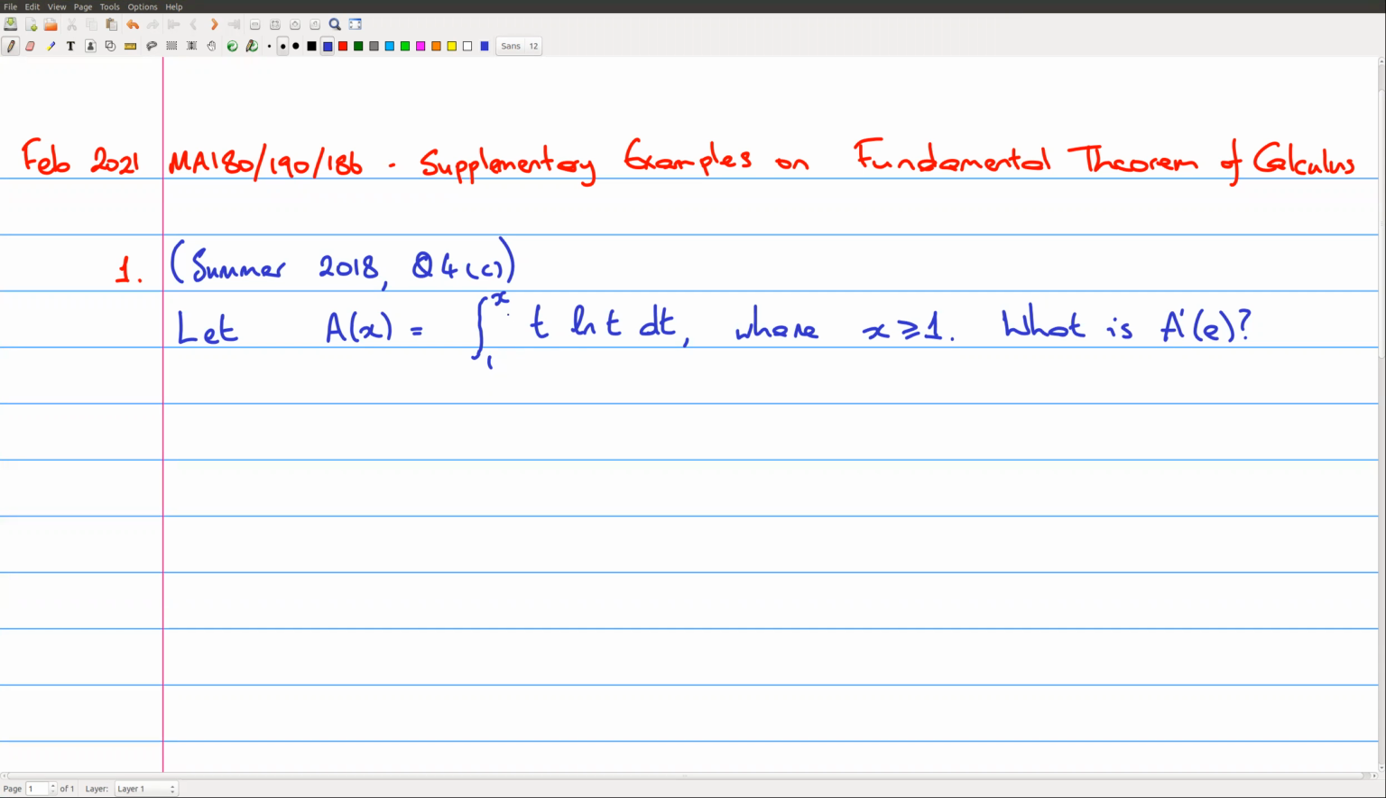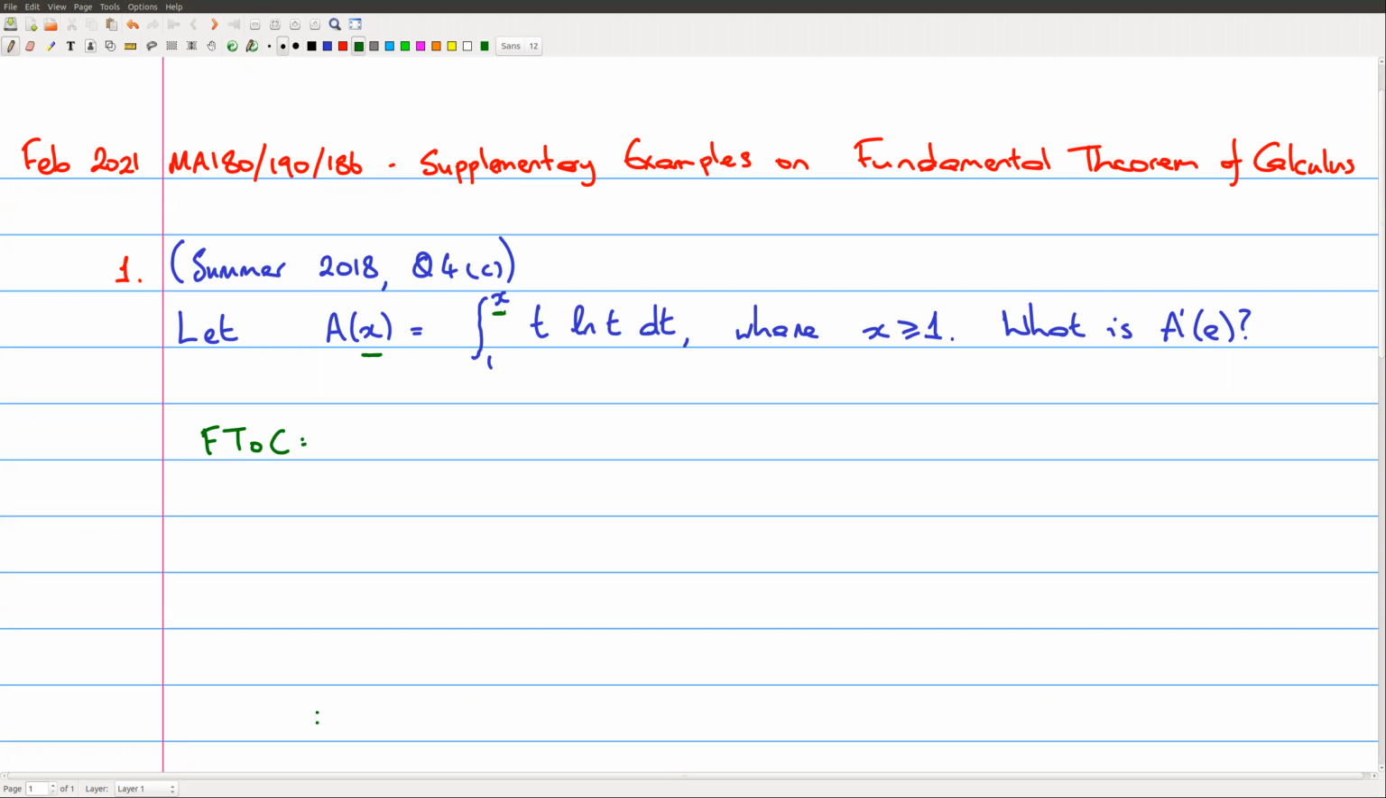And so in order to answer a question like this, I guess we know that the fundamental theorem of calculus tells us exactly about derivatives of functions of this type. And the thing to give your attention to with a question like this is how exactly the function a depends on its argument x. It's the upper limit in an integral.